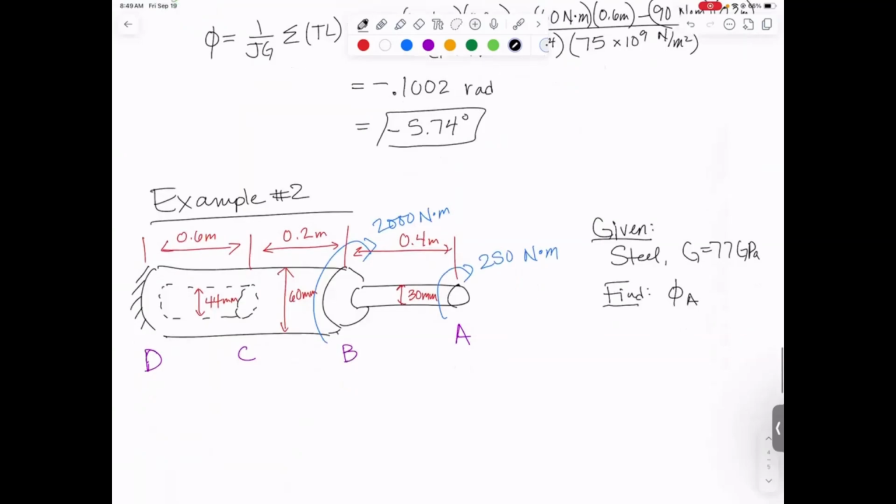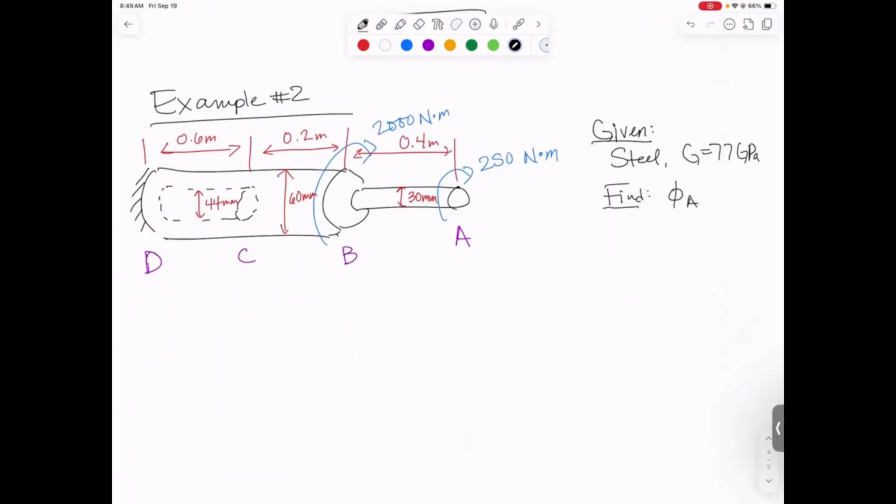I want to do one more example of this type of problem. And this one's a little bit more complicated. We are dealing with a single material that's steel, slightly different steel, so slightly different shear modulus than the previous problem. G is 77 GPa. They want us to find the angle of twist at point A.